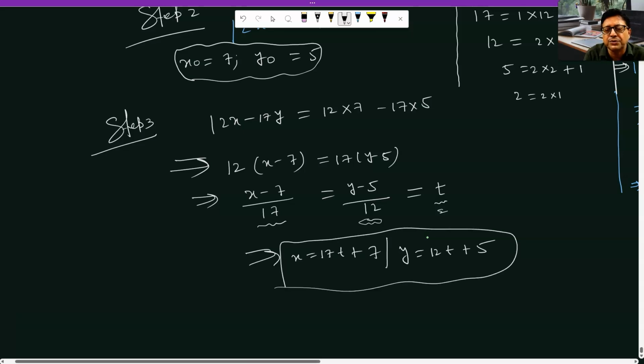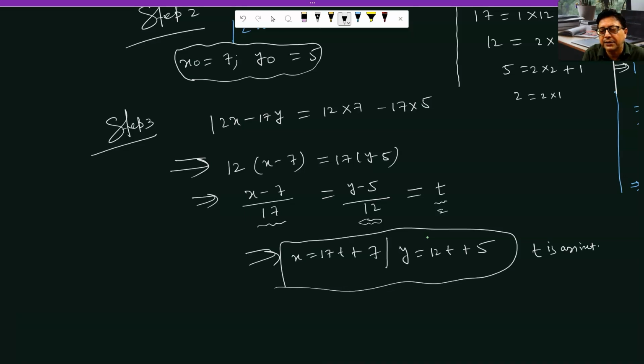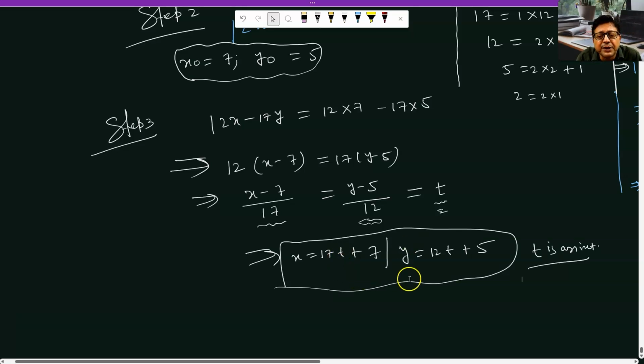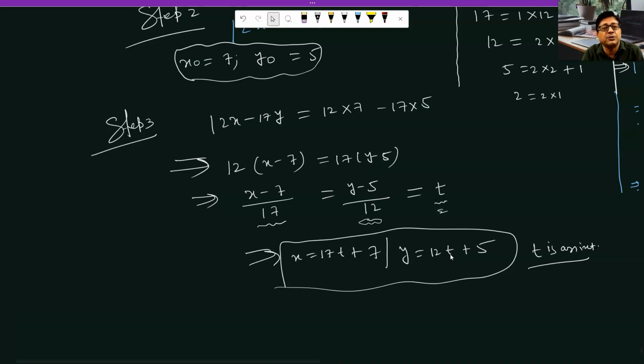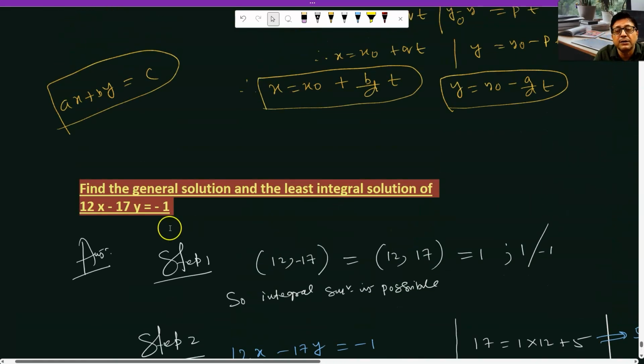This is the solution where t is an integer. No restriction on it, any integer possible. Any integer will give you one value over there. Clear? Now if you have taken t equal to 1, then it is coming 24 and 17. That is one solution. If you take t equal to minus 2, that means minus 27 and minus 19. That is also a solution. So take any integer value of t, you will get a solution. Let us see the next part.